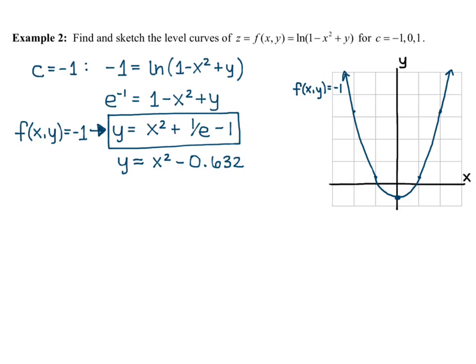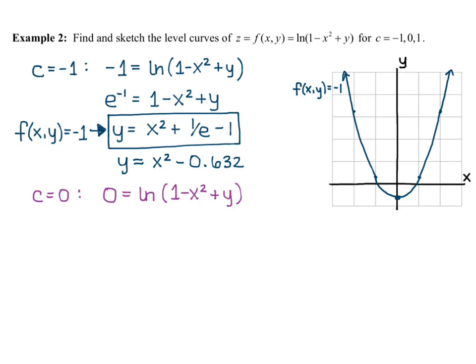Now we want to graph it. So we have our x and y axes, and we just make the parabola that we got. So that's a typical level curve for this function, and in particular it's when the constant, or your z value, is -1.